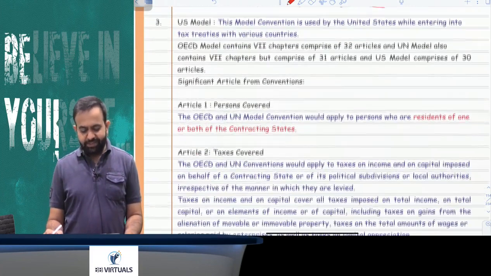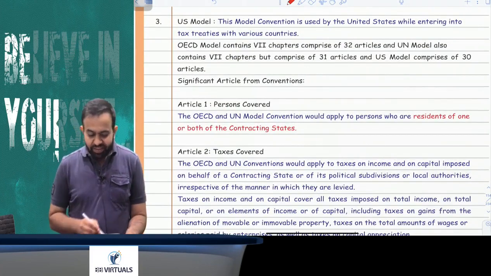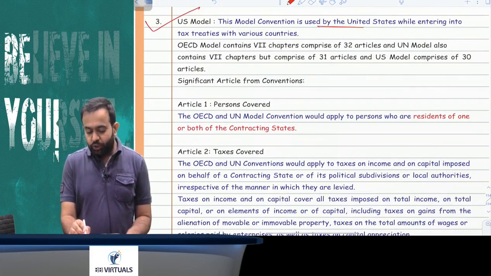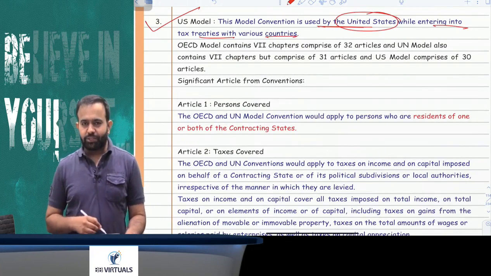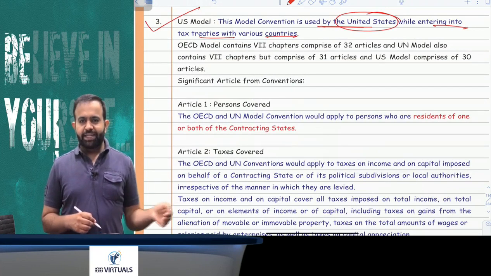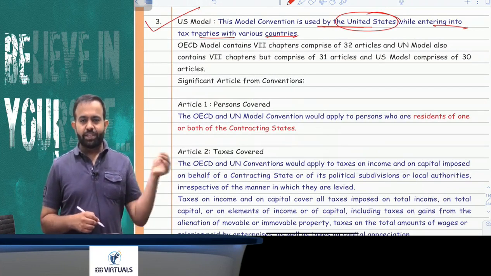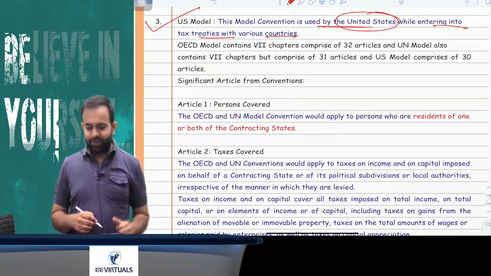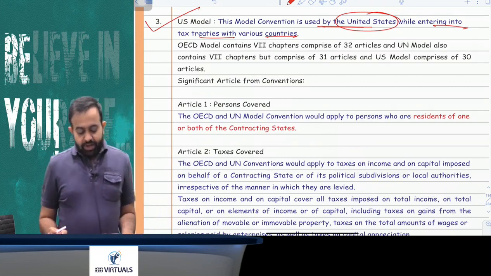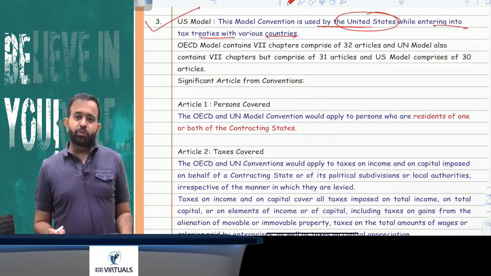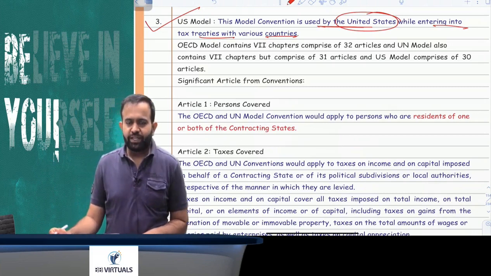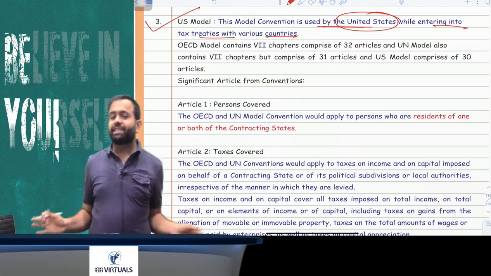One is the US model, that is developed by the US. This model convention is used by the United States while entering into tax treaties with various countries. So any country that wants to enter into a treaty with the US will follow the US model. Now, in our syllabus, there are only two models. One is the OECD and one is the UN. And also not all articles.